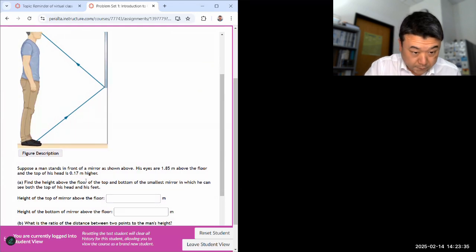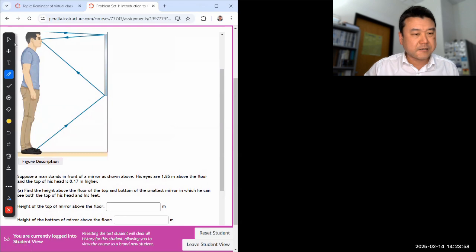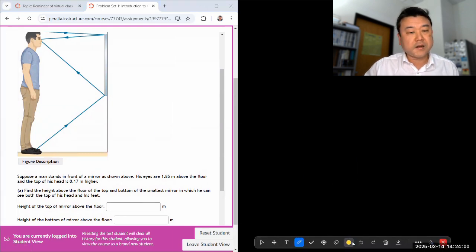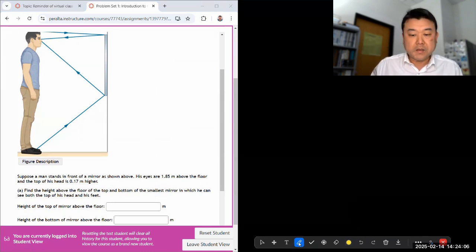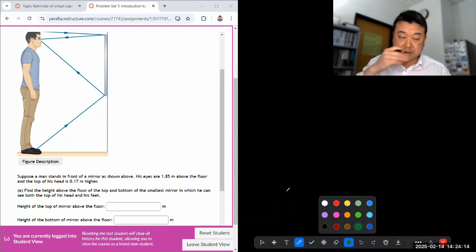Find the height above the floor of the top and bottom of the smallest mirror in which he can see both the top of his head and his feet. Height of the top of the mirror above the floor. So it's a geometry exercise. I think I can do it here. With geometry, I do think it's one of the things that I find hardest to teach. A lot of it is kind of intuitive reasoning, which means to someone it might be obvious, and it's hard to explain that obvious thing to another person.